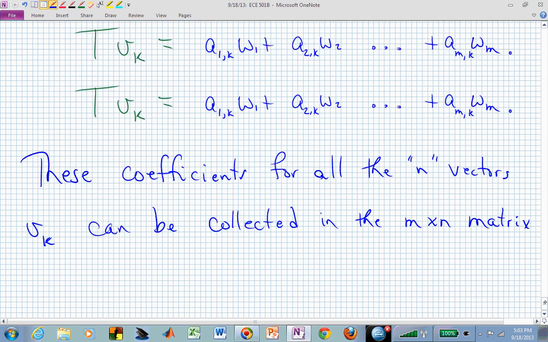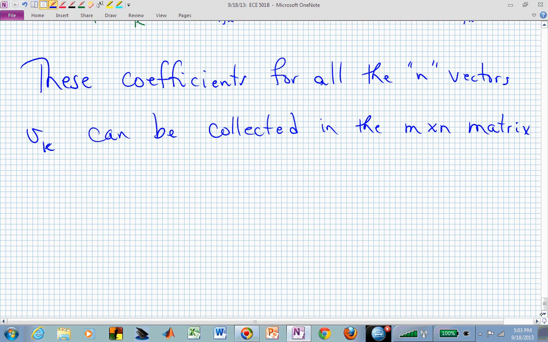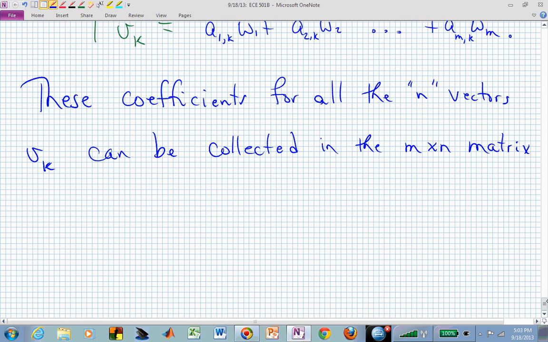Meaning, well, maybe I scrolled, you can sort of see what I want to do, I hope. What I want to do now is K is keeping track of the column that it's in. And the first subscript is actually keeping track of the row in this matrix. These coefficients right here are all going to go in the kth column of this matrix.